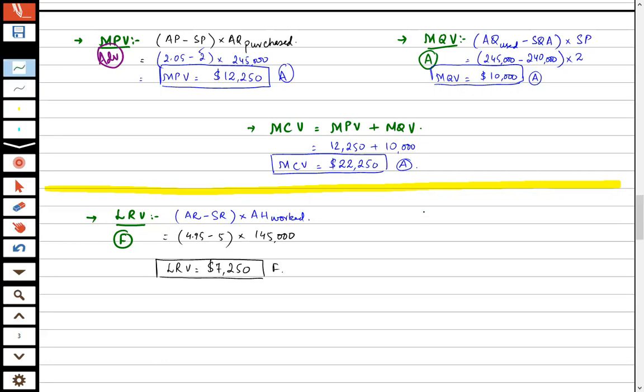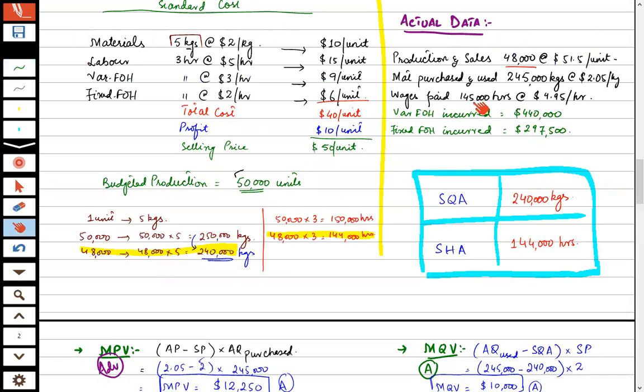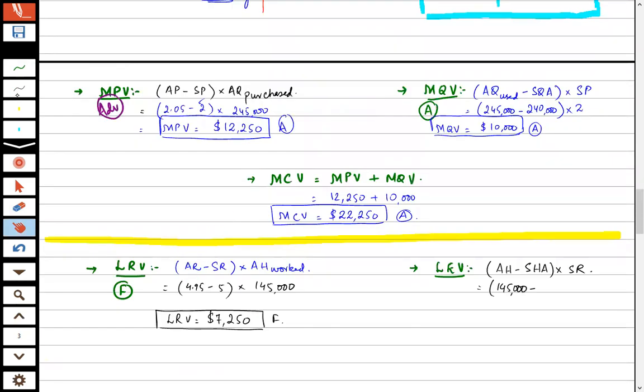Now we will compute the labor efficiency variance. Efficiency refers to the number of hours worked as compared to the standard hours that were allowed. So efficiency would be the difference of actual hours minus standard hours allowed multiplied by obviously the standard rate. So actual hours worked were basically 145,000 and the standard hours allowed were 144,000.